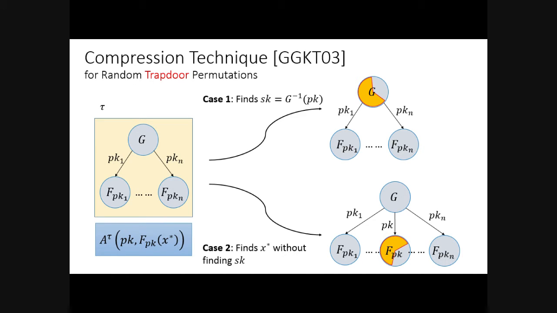The other case, it finds x star without finding sk, the secret key. That means without finding the secret key, it's going to look at f_pk of x star and it recovers x star somehow. But that means we can compress this permutation, the f_pk permutation. And since f_pk is a random permutation on its own, we can reduce this also to the case of inverting one-way permutation.